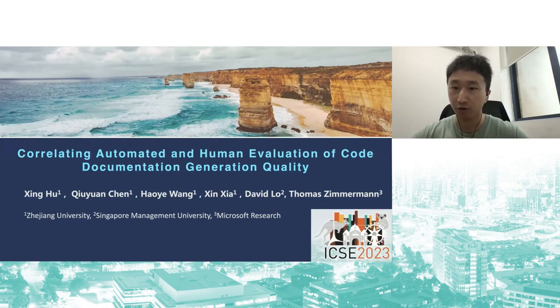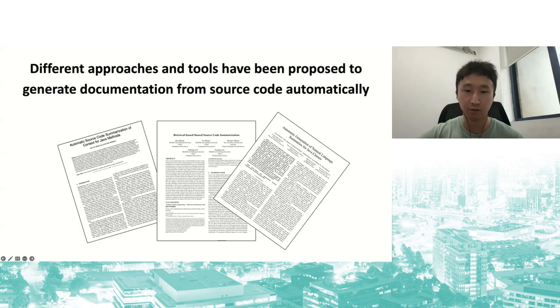Hello, everyone. I will briefly introduce our published paper in the Towson Journal. This paper aims to learn the correlation between automated and human evaluation of code documentation generation quality. My name is Haoye Wang from Hangzhou City University, and our co-authors are Wu Xing, Qiu Yuanchen, Xinxia, Jerry Law, and Thomas Simham. In recent years, many approaches and tools have been proposed to generate documentation from the source code automatically, such as code comments or commit messages.